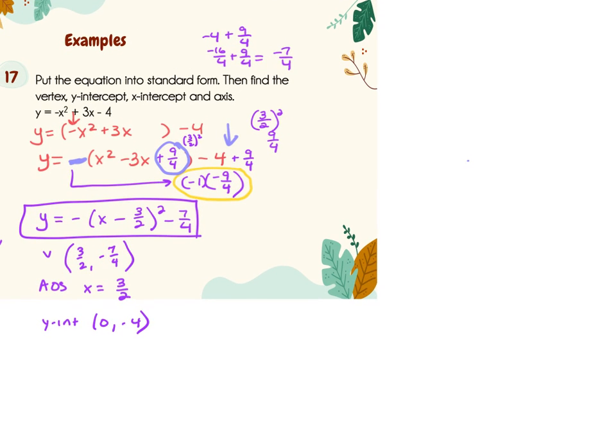I'm still a little confused as to how you got the 3/2 in parentheses when you finally got the standard form. What's that? The product? You square root 9/4. Okay.